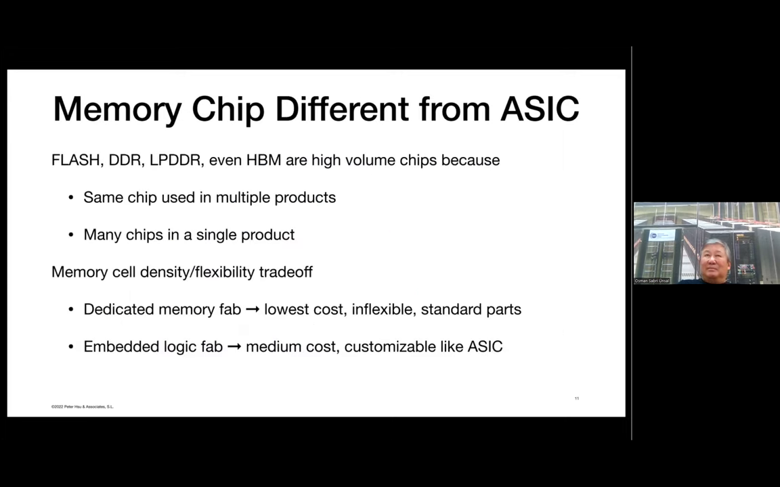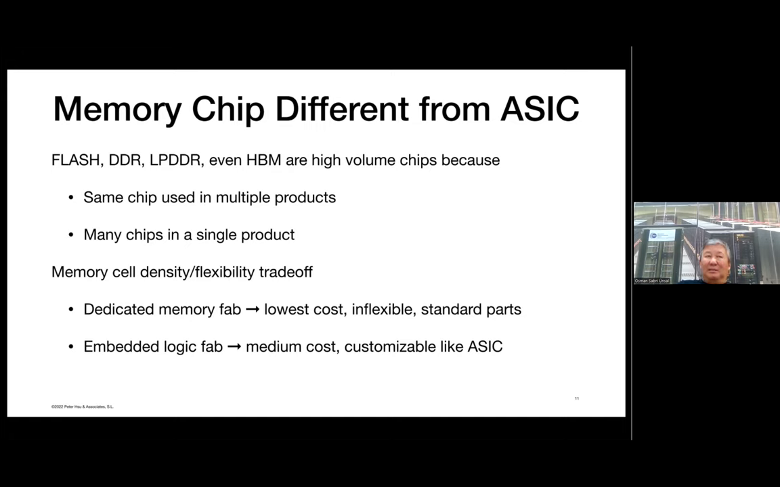I should say that memory chips are different from ASIC because flash, DDR, LPDDR, even HBM are very high volume chips, because the same chip is used in many different products and also in a single product. You usually use many memory chips connected to one logic chip. So the volume of memory chips is quite different from logic.